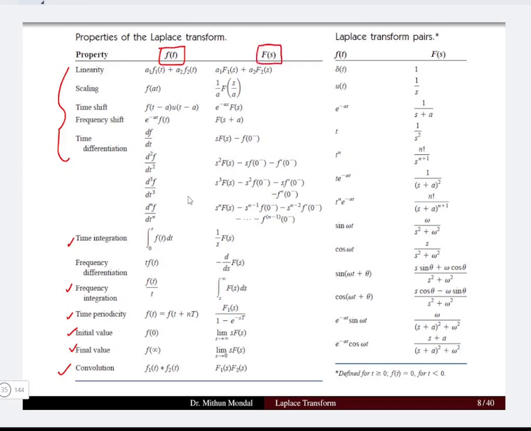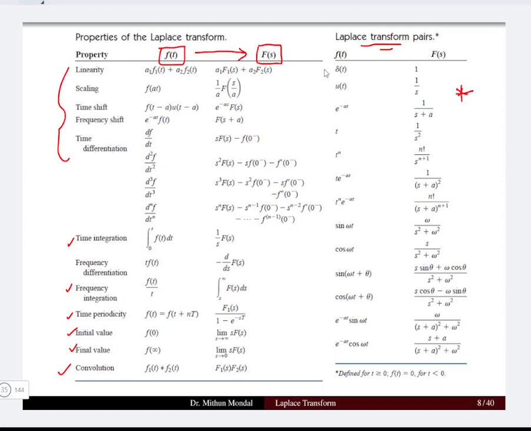Now, in some cases, the signal is very complicated, so it is not possible to integrate and obtain F of s directly from f of t. In that case, we use the Laplace transform pairs, which are already obtained, and we will use this table to solve and get the Laplace transform for any type of signal.